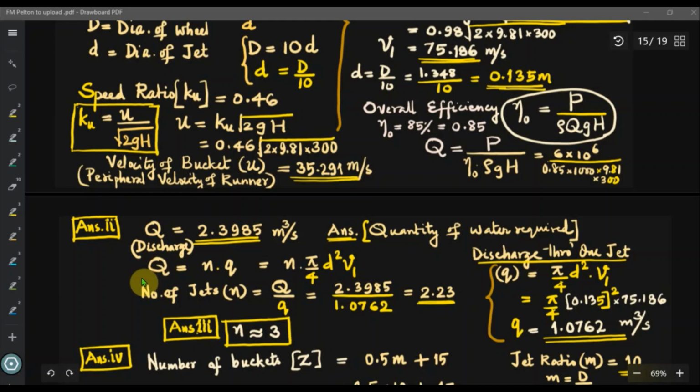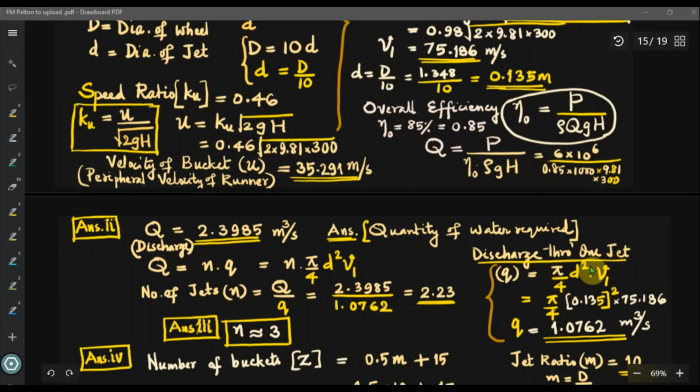So now the discharge Q, that is the total discharge, is equal to number of jets multiplied by discharge provided by one jet. So small n represents the number of jets multiplied by small q, that is the discharge provided by one jet, that is n into pi by 4 small d square into V1. So we know these quantities, and you can find out the number of jets now, because number of jets n is equal to capital Q divided by small q, the total discharge divided by discharge through one jet.